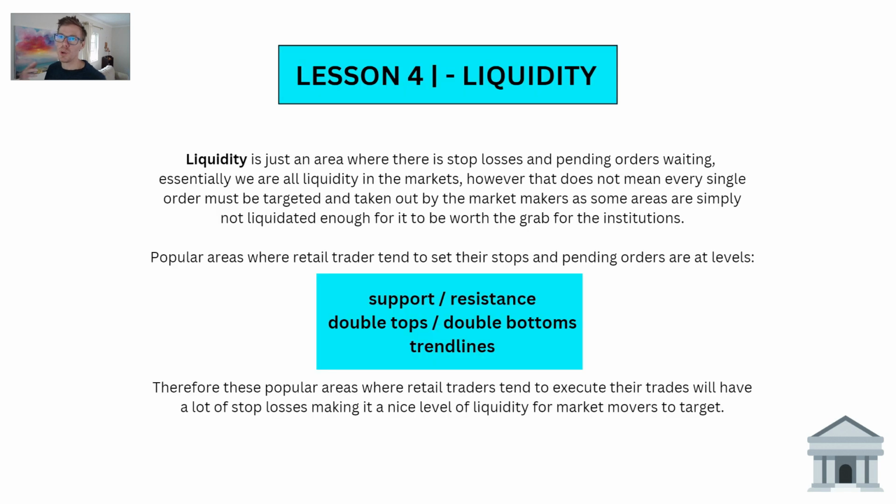Lesson number 4, liquidity. Liquidity is just an area where stop losses and pending orders are resting. Essentially, we are all liquidity in the market. Popular areas where retail traders set their stop losses and pending orders are support and resistance levels, double tops, double bottoms, and trend lines. Since these are popular areas where retail traders tend to execute their trades, a lot of stop losses will be resting in these areas, making it a nice level of liquidity for market makers to target.